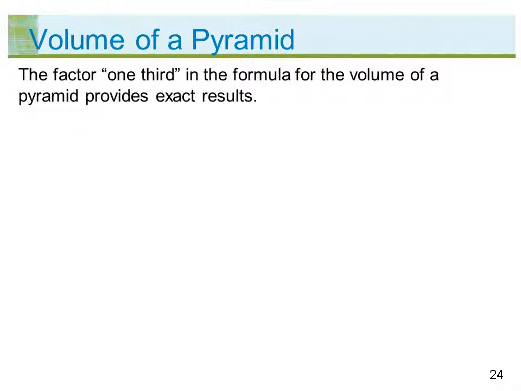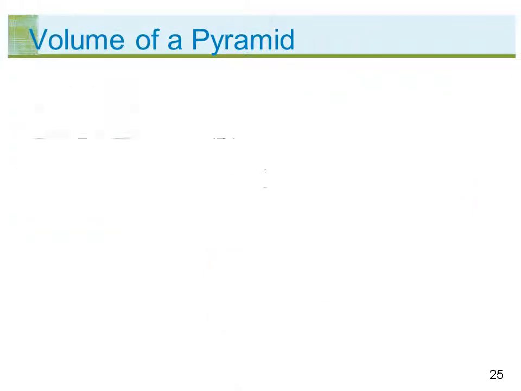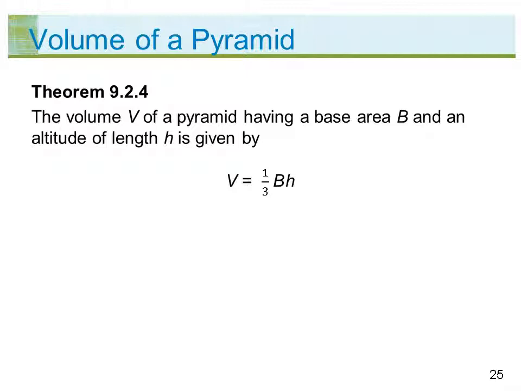The factor 1/3 in the formula for the volume of a pyramid provides exact results. This formula can be applied to any pyramid, even one that is not regular. In Figure 9.20b, the length of the altitude is the perpendicular distance from the vertex to the plane of the square base. Theorem 9.2.4. The volume, capital V, of a pyramid having a base area capital B and an altitude of length h is given by capital V equals 1/3 capital B h.